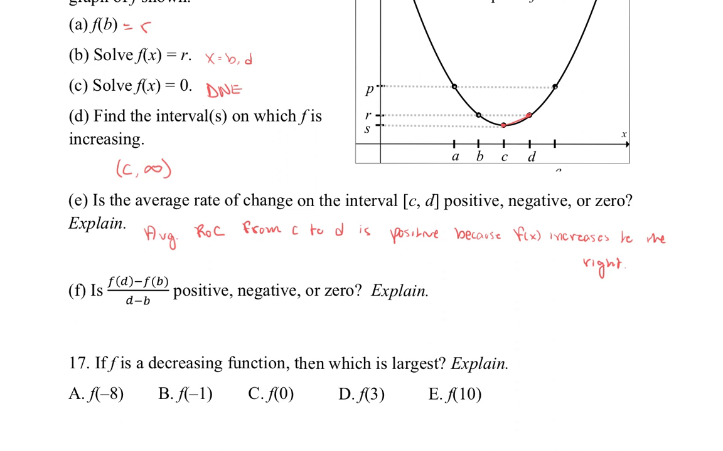Now is f of d minus f of b positive, or f of d minus f of b over d minus b positive, negative, or 0? If we notice, that is the same equation that we have for the average rate of change. So let's look at the average rate of change from b to d. Like we said earlier, f of b and f of d are both equal to r. So here we know that f of d is r minus f of b is r over d minus b is equal to 0. Therefore this expression is equal to 0.